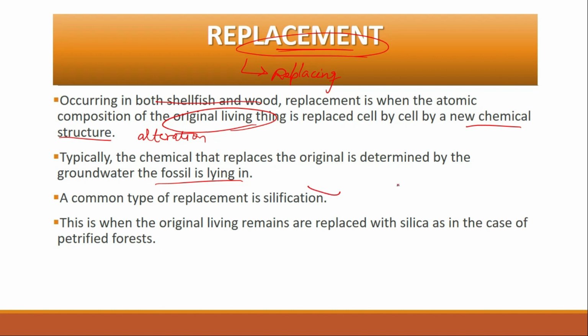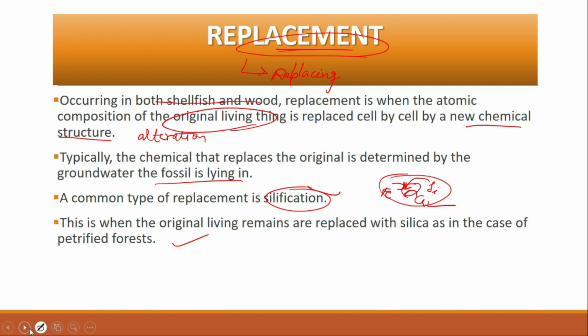See, it depends upon the groundwater in which the fossil is lying. So if the groundwater contains silica, silica will replace it. If it contains calcium, calcium will replace it. If it contains iron, iron will replace it. So it depends upon the composition of the groundwater in which the fossil is lying. So a common type of replacement is silicification. In this, the groundwater may be containing a large amount of silica. Fine. So this is when the original living remains are replaced with silica, as in the case of petrified forests.